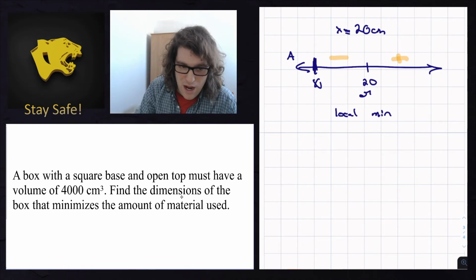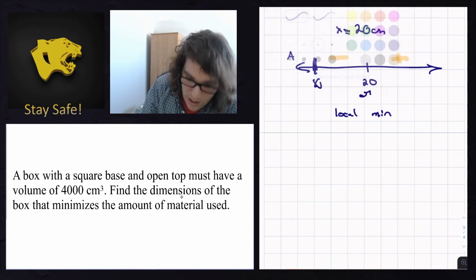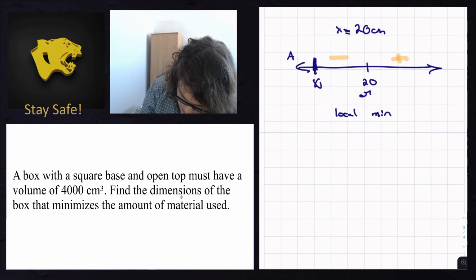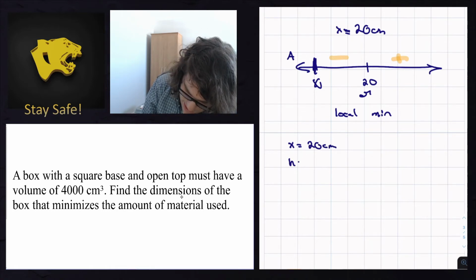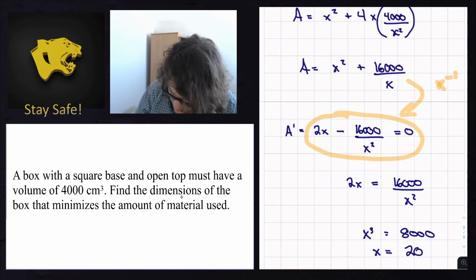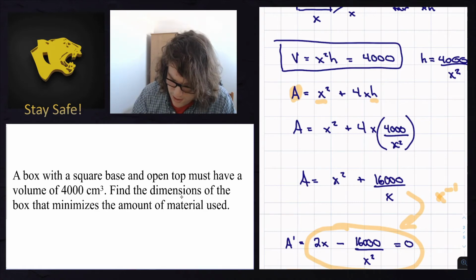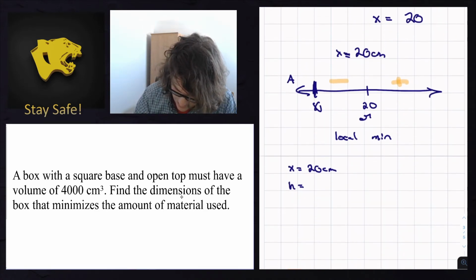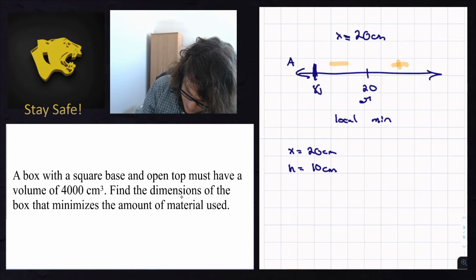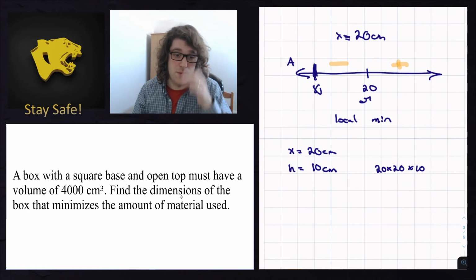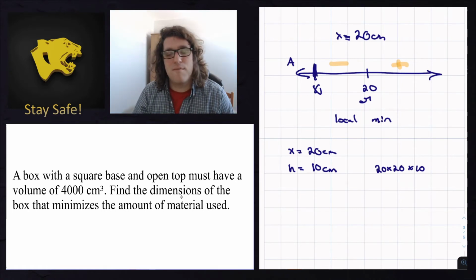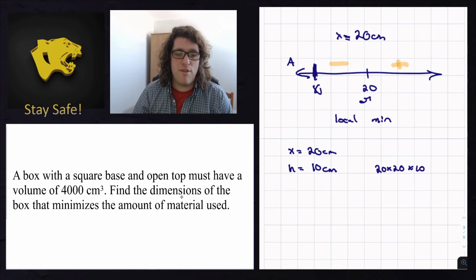So we have a minimum material used box when our x is equal to 20 centimeters and our h then is equal to, and h is described as being 4,000 divided by 20 squared. So 20 squared is 400, so that would be an h of 10. So we would have a 20 by 20 by 10 box would be the minimum amount of material used in order to get that 4,000 cubic centimeter box.